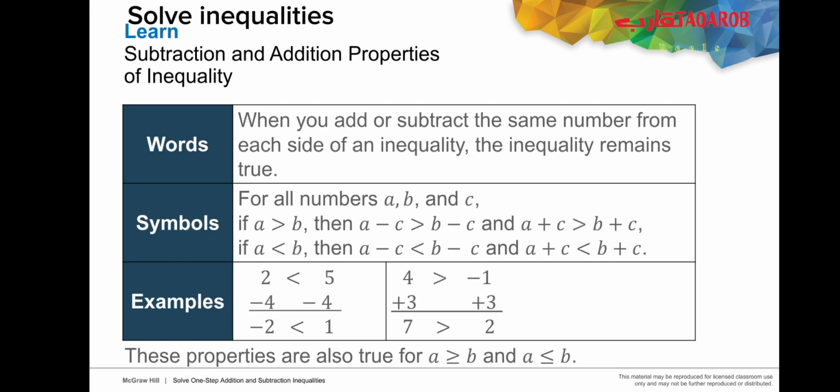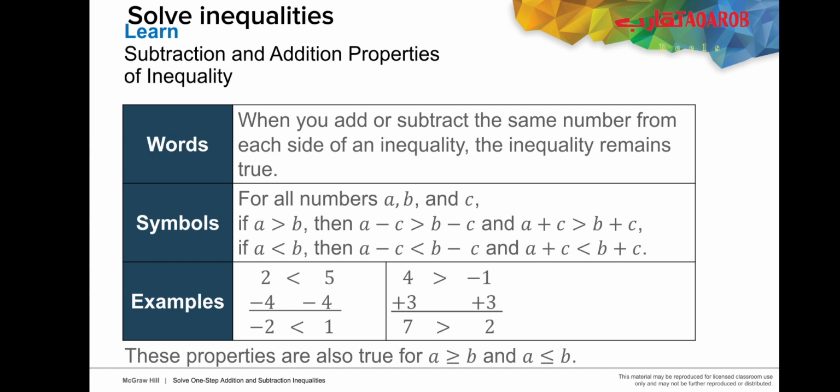Now, for all numbers a, b, and c, if a is more than b and you subtract an amount c from a, and subtract the same amount from b, then a minus c and b minus c will keep the inequality the same. And the same thing if you add c to a and add it to b, the inequality stays true. And the same thing even if a is less than b and not more than.